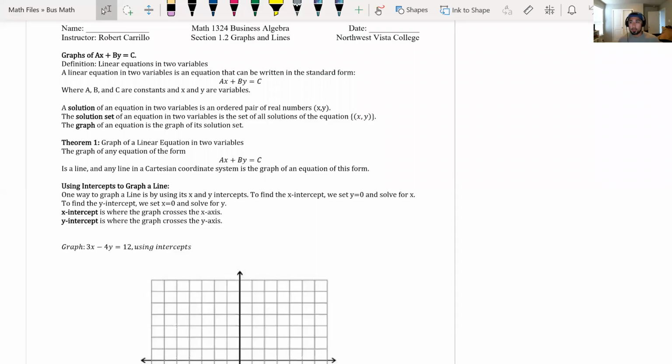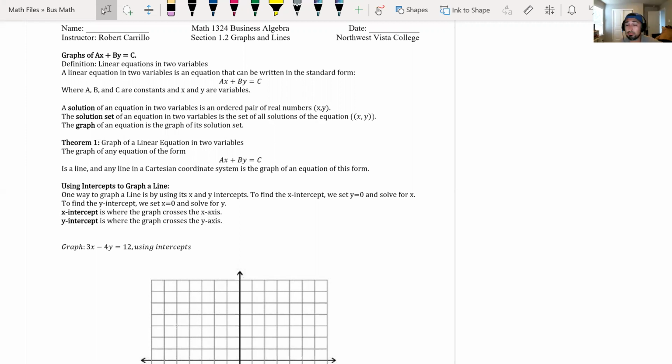Okay, welcome back. This is section 1.2, graphs and lines. We will be graphing linear equations by using a couple methods, one by x- and y-intercepts and the other by slope-intercept form. We also will be creating linear equations given certain pieces of information. And of course, we'll have applications at the end.